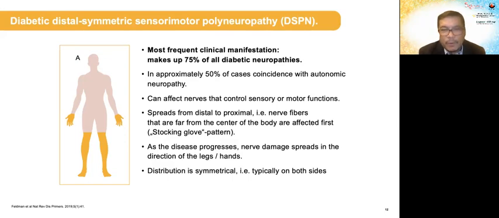So as the disease progresses, nerve damage spreads in the direction of the legs and the hands, and most of the time the distribution is symmetrical, typically on both sides.